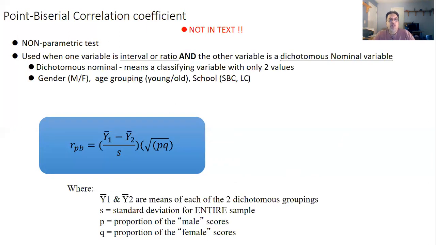This is going to be used when one variable is either interval or ratio, and the other variable is a dichotomous nominal variable. So dichotomous just means there's one of two values: 1 and 2, on and off, male, female. We actually end up calling these things the male and female scores. It just means there are only two groups possible, and by being in one group, you can't be in the other. And nominal is just the name for it.